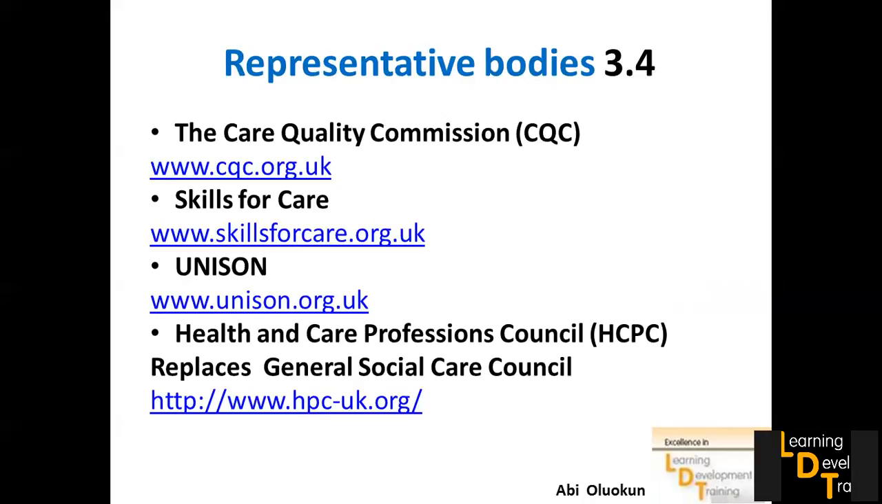Look into the Care Quality Commission, CQC. That's the website there. Skills for Care, read about them. What's their main responsibility? Unison, what's their main responsibility? And then the Health and Care Professions Council. Now, I know that some of you might be using the General Social Care Council as one of your representative bodies, but I need you to know that this has been replaced by the Health and Care Professions Council, which is HCPC, and that's the website to explore as well.